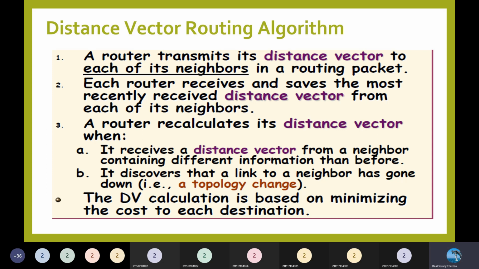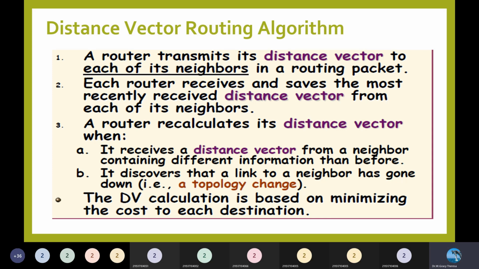Another one says it discovers that a link to a neighbor has gone down. If any link to the destination or to the nearby node has gone down, or failed, or been dropped, or closed, then there is a topology change. And at that time there is a need to update the routing table, that is, recalculate the distance vector and update it in the routing table. This is what the distance vector routing algorithm does.